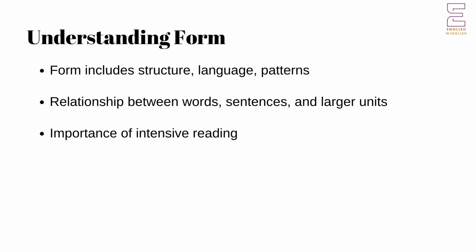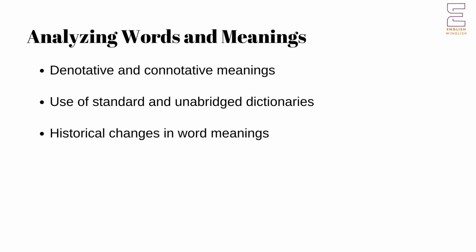Understanding form in formalist analysis. In formalist criticism, the concept of form encompasses more than just the structure of a text. It includes the relationships between words, sentences, and larger units such as stanzas, scenes, or narrative elements. To appreciate form, one must engage in intensive reading, paying close attention to the denotative and connotative meanings of words and their etymologies. This process involves using resources like standard collegiate dictionaries and the comprehensive Oxford Dictionary to understand historical changes in word meanings.